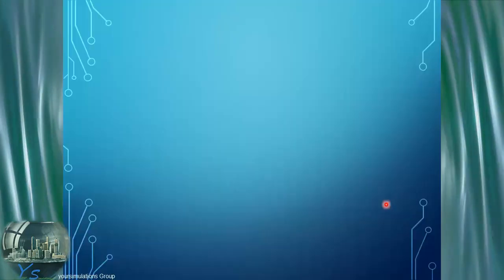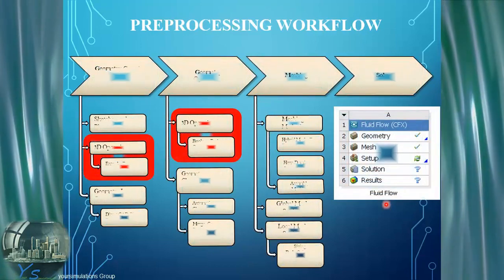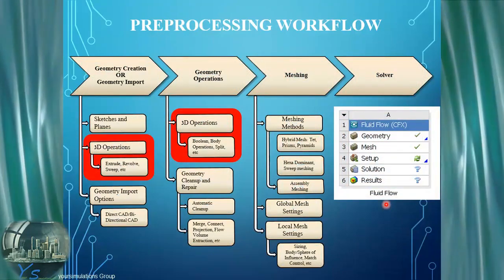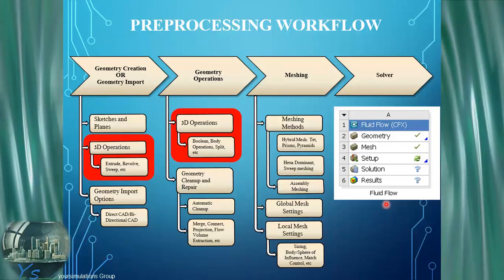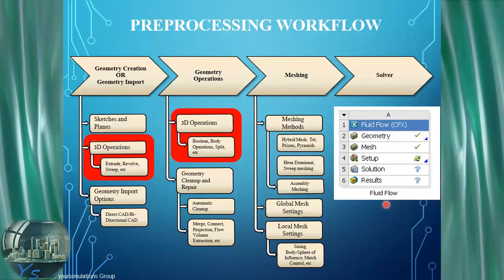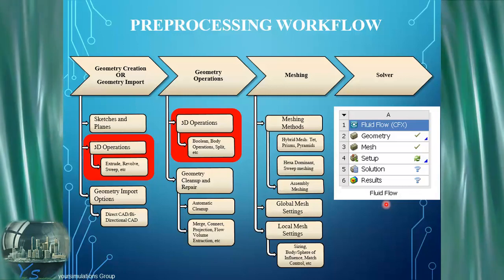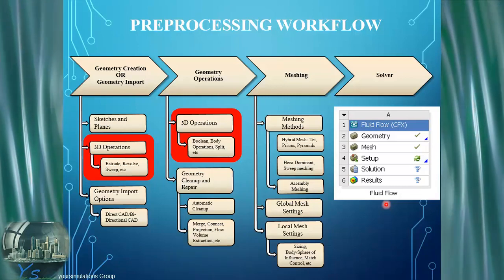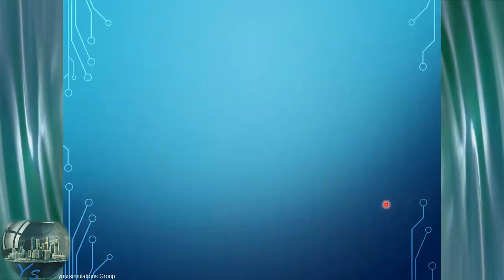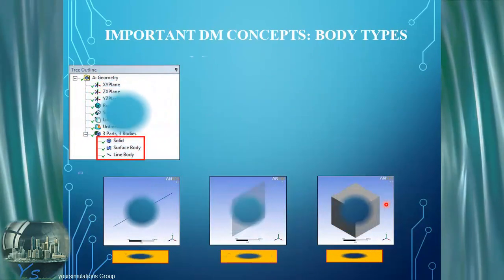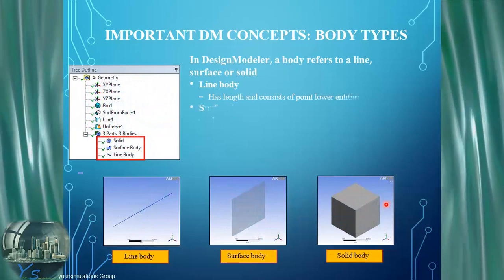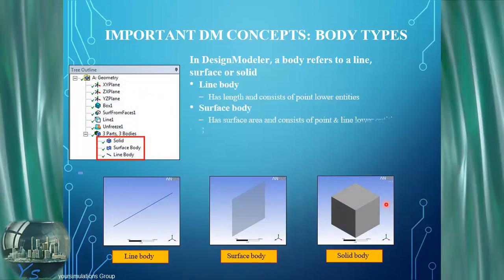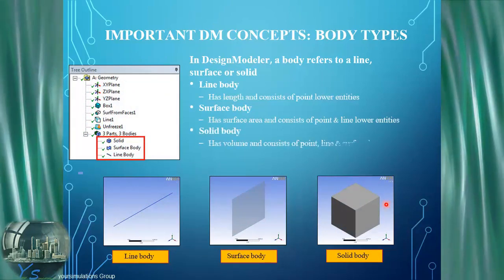So here we can see the position where 3D operations sit within the pre-processing workflow, either at the geometry creation import stage or as part of the geometry operations for preparing the geometry for meshing. So some of the important concepts then that underlie Design Modeler are the conditions of the geometric entities for modelling.